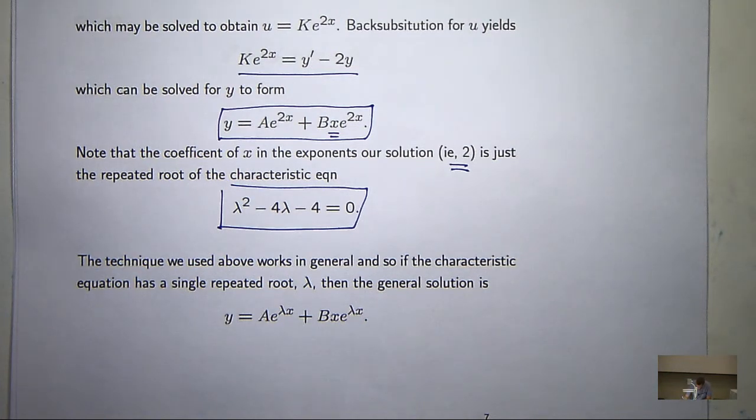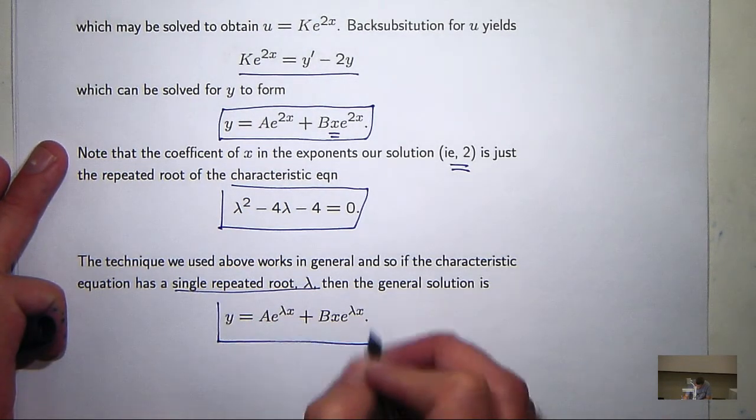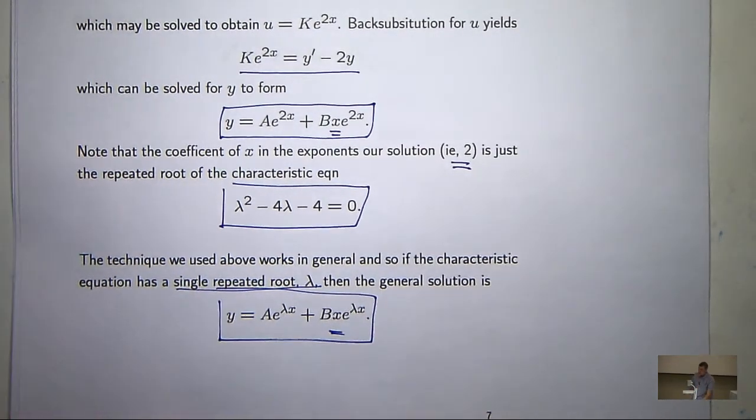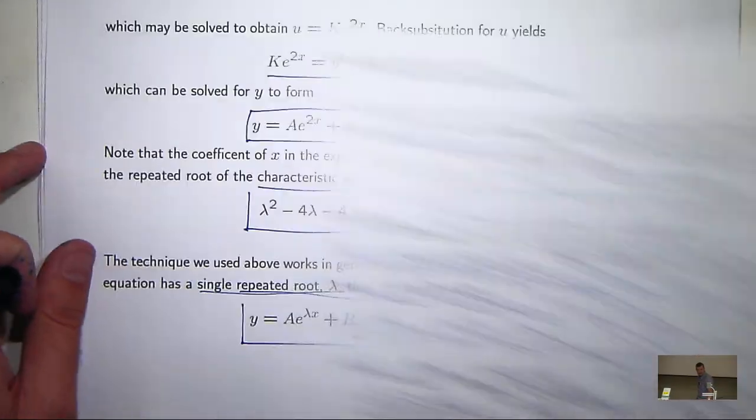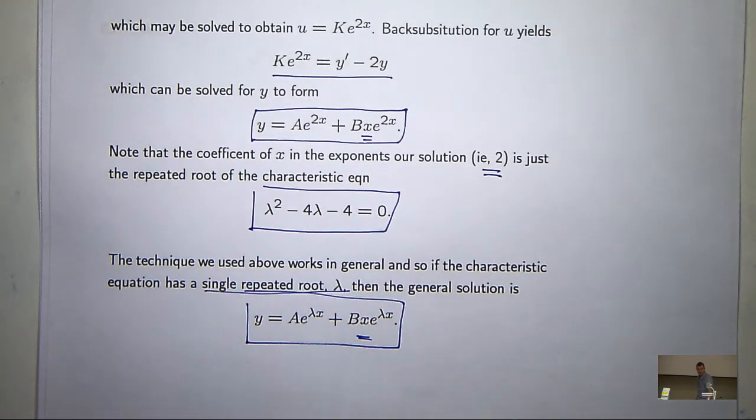If there's a single repeated root, this is the general form. So it's almost like the previous one, except you've got an x in here. Now, a lot of people forget that in the exam. They forget that in the exam. So don't let yourself forget it.